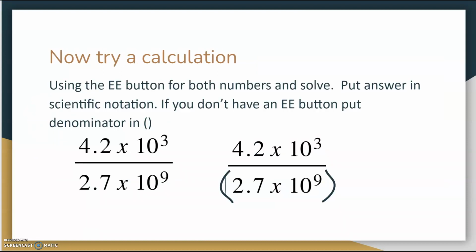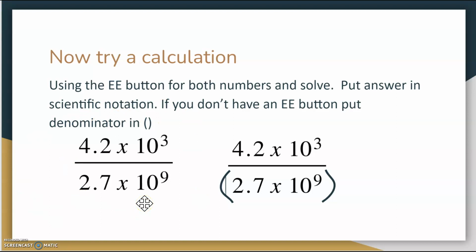Now, we need to do not only put in numbers, but do some calculations with the numbers. What if I have a division where I have a scientific notation number in the top, the numerator, and a scientific notation in the bottom, the denominator? If you have an EE button, you can put this number in and hit divided by, and then put this number in and then hit equal, and you will get your answer.